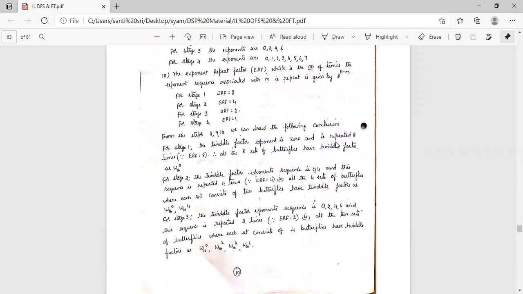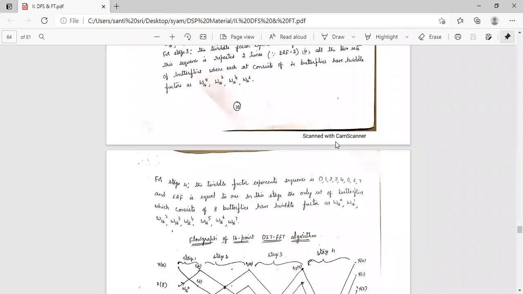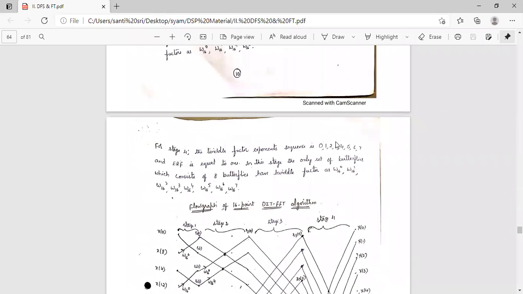For stage 1, the twiddle factor exponent is 0 and is repeated 8 times. All the 8 sets of butterflies have twiddle factors of W16 power 0. For stage 2, W16 power 0 and 4. And for stage 3, W16 power 0, W16 power 2, W16 power 4, and W16 power 6. And the last stage twiddle factors are W16 power 0, 1, 2, 3, 4, 5, 6, 7.